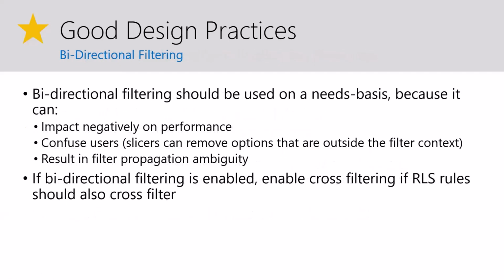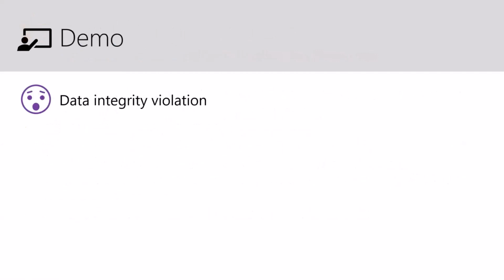So to my point about bidirectional, yes, you can do this, but turning it on can create confusion in the model. It can create incorrect calculations. It certainly can impact on performance because it requires more filtering effort. So therefore, only really enable bidirectional filtering if you've got that many-to-many between two entities.